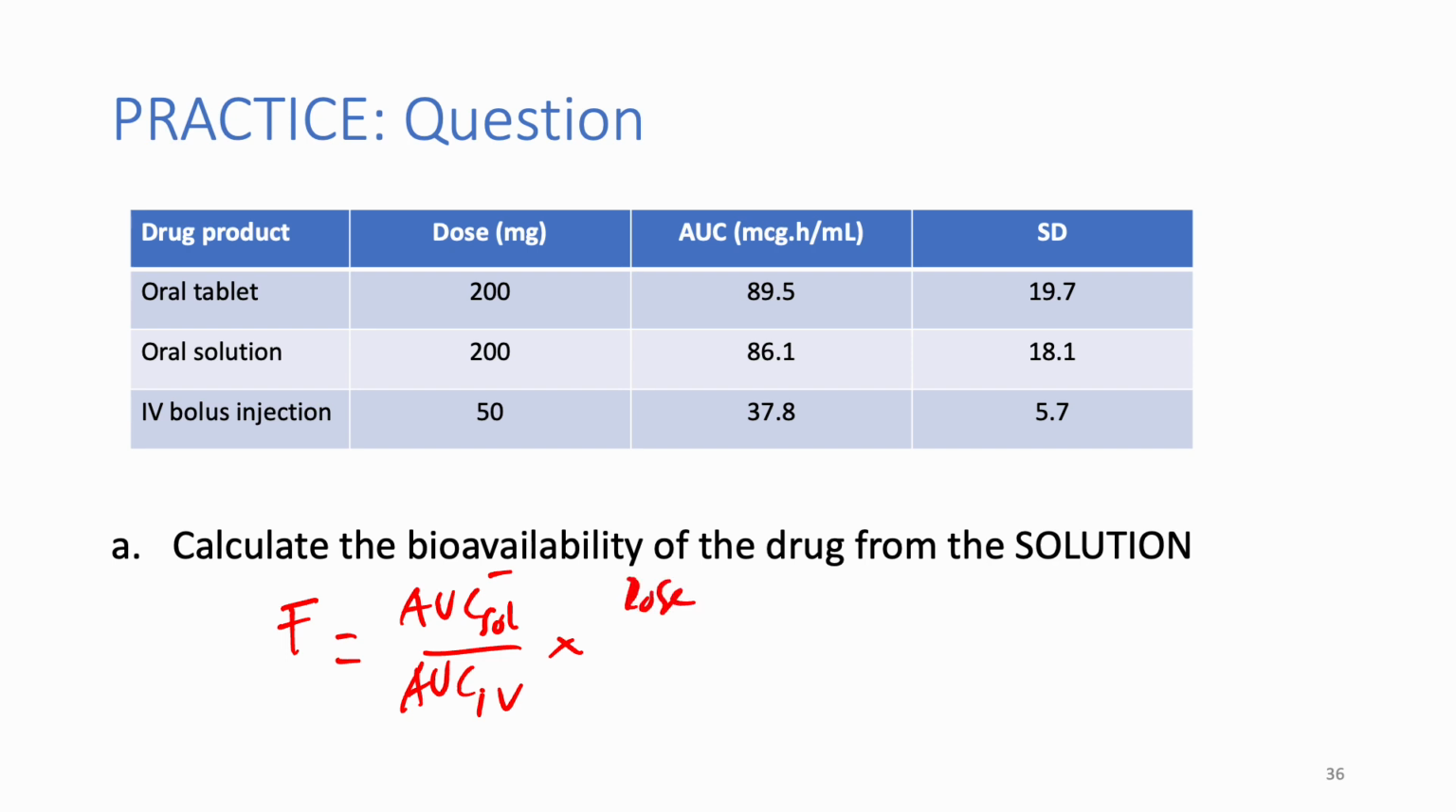If the solution over IV, remember there's a rule of thumb, the dose will be inverse. That means the dose of IV divided by the dose of solution. And this equation gives a fraction. If you multiply by 100, then you can have the percentage of F.